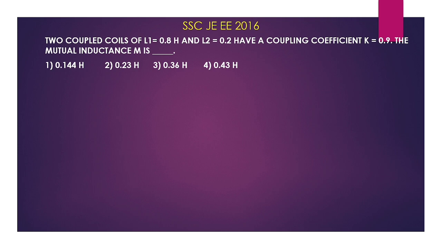Two coupled coils of L1 0.8 Henry and L2 0.2 Henry having a coupling coefficient of 0.9. The mutual inductance M is dash. This is the question. Once again I'm explaining the question. Two coupled coils, L1 is equal to 0.8 Henry and L2 is 0.2 Henry. The coupling coefficient K will be 0.9. Now we need to find the value of mutual inductance.